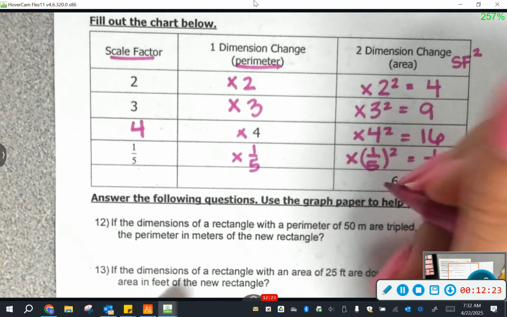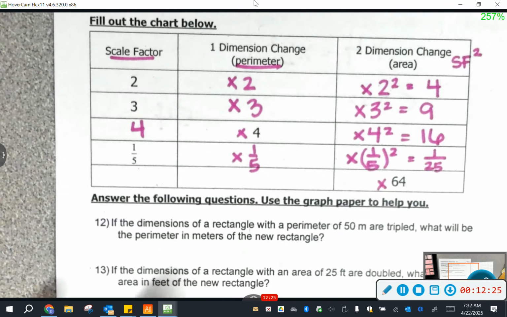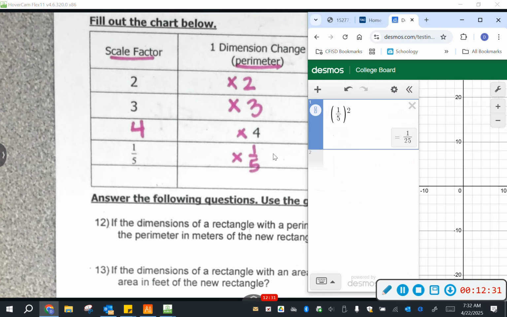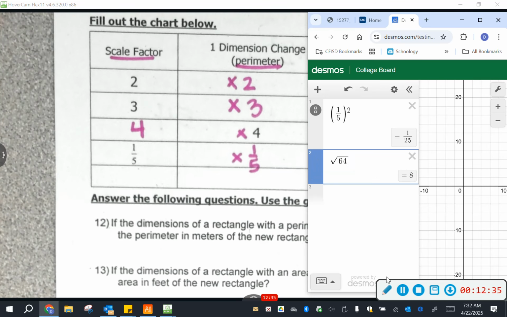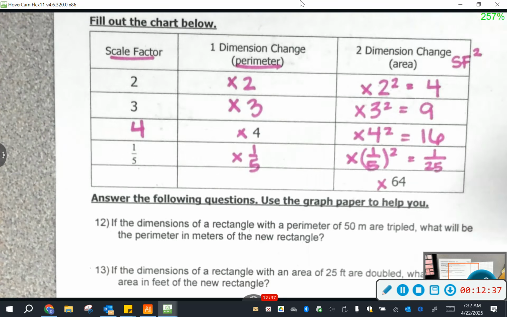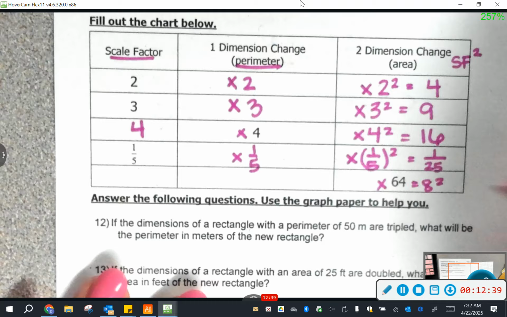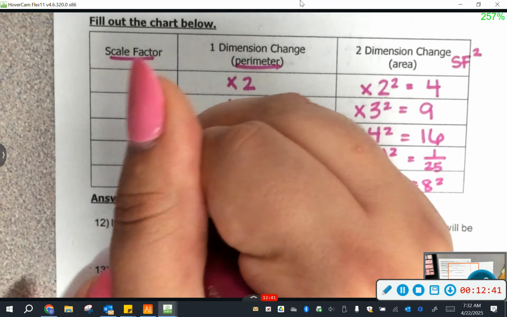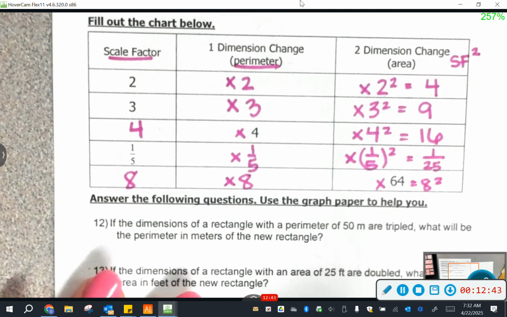Now, what if I did 64? How can I go backwards? What is the square root? I have to go backwards. What is the square root of 64? 8. Because technically this is 8 squared. So this is a scale factor of 8.